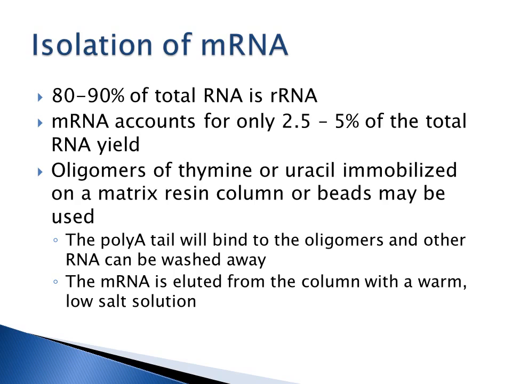So then you'll have your messenger RNA, and remember your messenger RNA has that poly A tail. That poly A tail on the messenger RNA is going to bind to the string of thymines or the string of uracil oligos that's on that resin or bead. You can then wash everything else away and elute your messenger RNA off of the column or beads with a warm low salt solution.